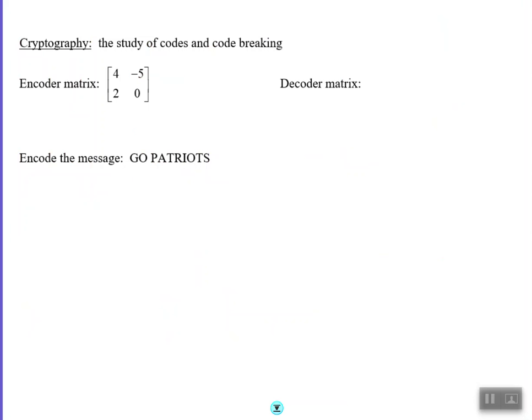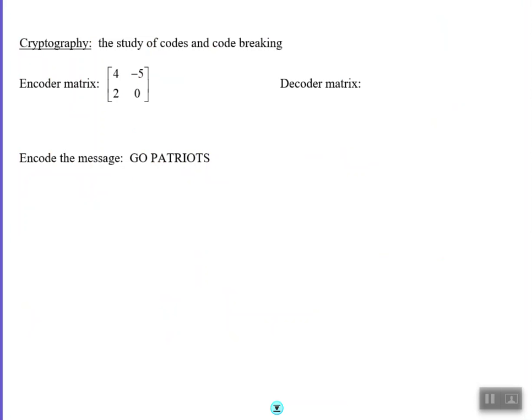Let's look at one last thing. Cryptography is the study of codes and code breaking. One way you can encode something is using matrices. We picked our arbitrary encoder matrix. We have a 2 by 2 matrix, 4, -5, 2, 0. The decoder matrix would be the inverse of our encoder matrix.